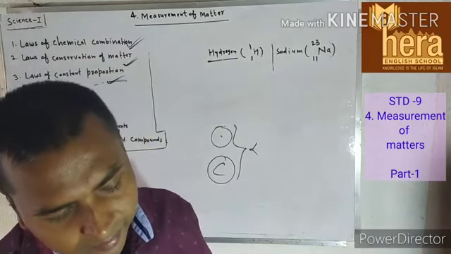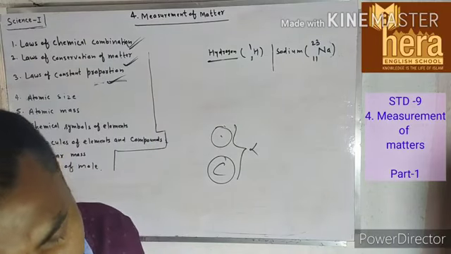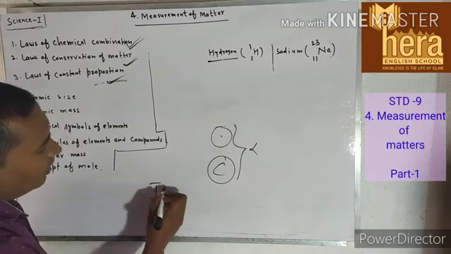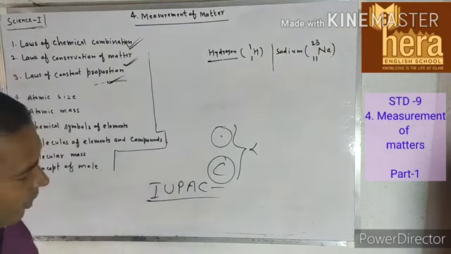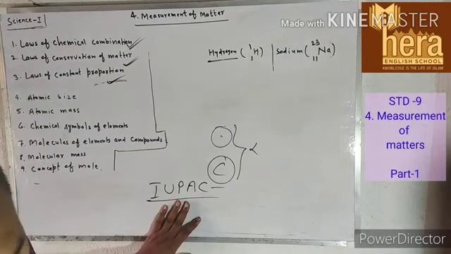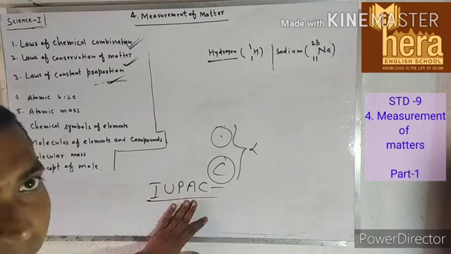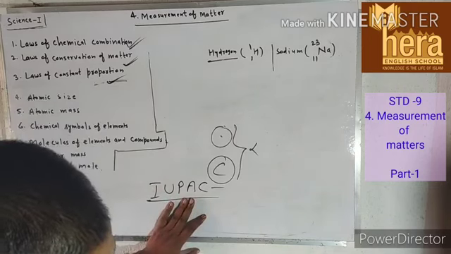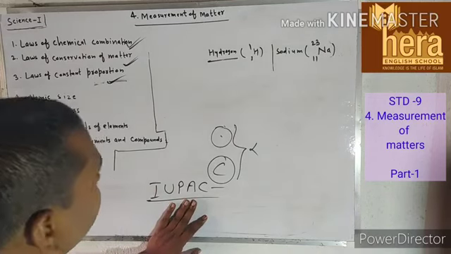So now we write the names of the elements in IUPAC name. According to IUPAC, what is the full form of IUPAC? The full form of IUPAC is International Union of Pure and Applied Chemistry. According to this, how do we write the chemical symbol of the elements?